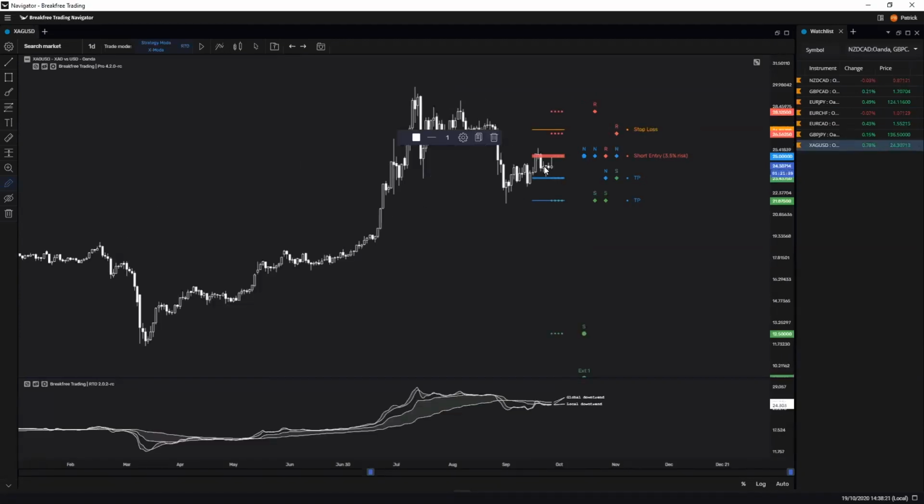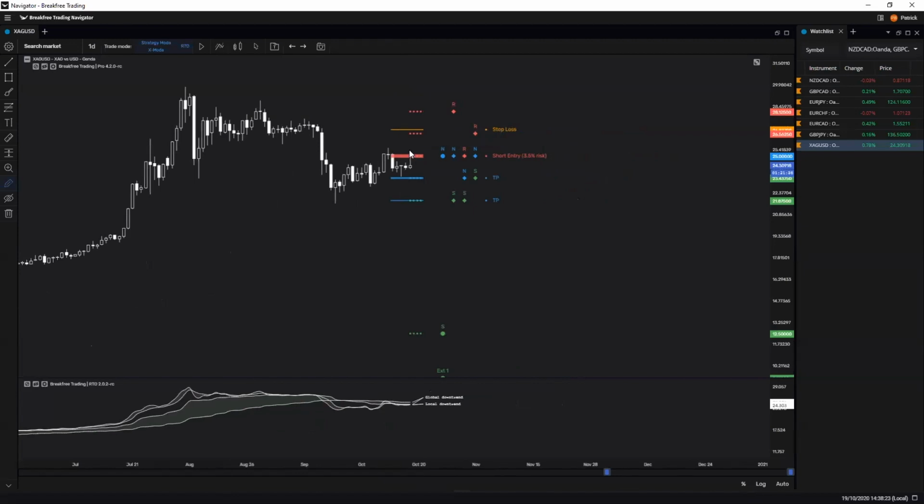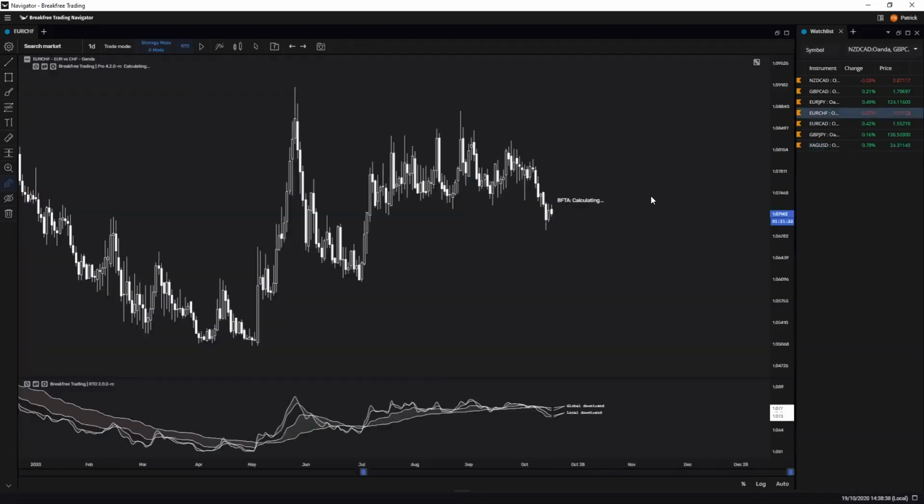If you took silver, you got an entry on silver today. We wicked into this level over here. Hopefully we can get a rejection and then go into TPs. Euro CHF is pretty new. New trade on NZD CHF. What are your thoughts? Let's have a look.